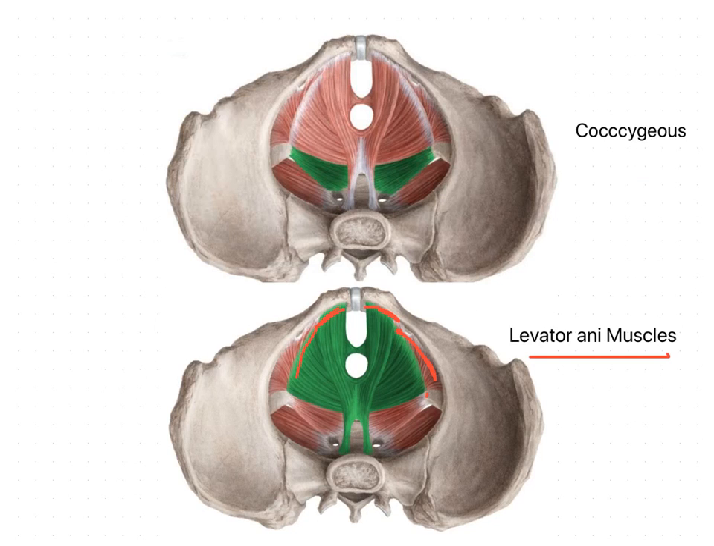and the spine of the ischium. All these fibers originate here. The levator ani muscles originate here. And if you see the insertion, the fibers arch backwards and medially.